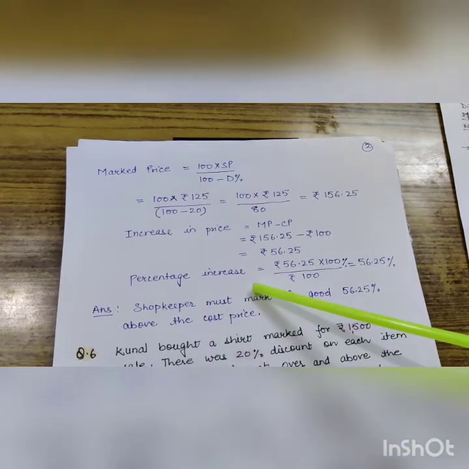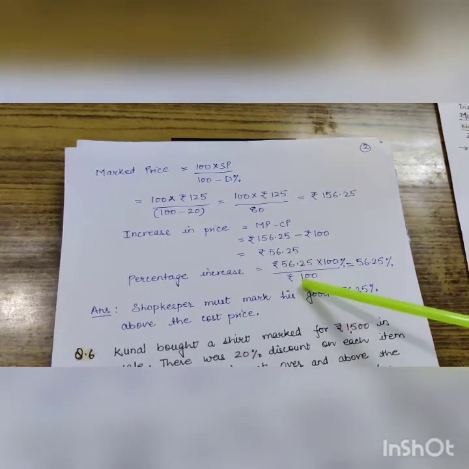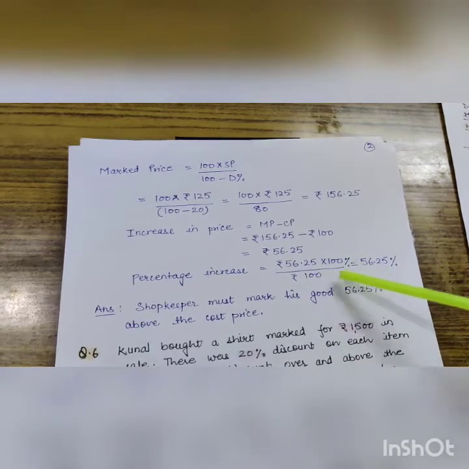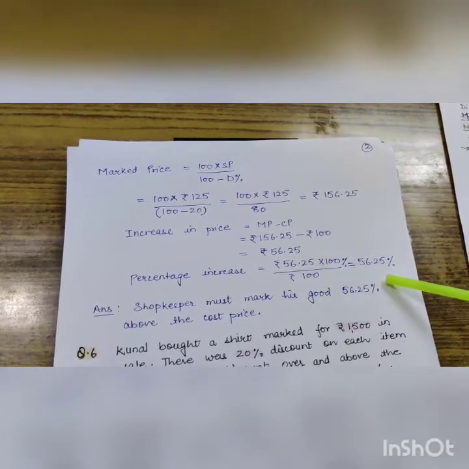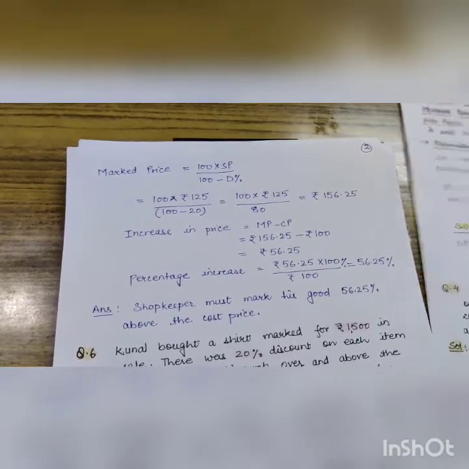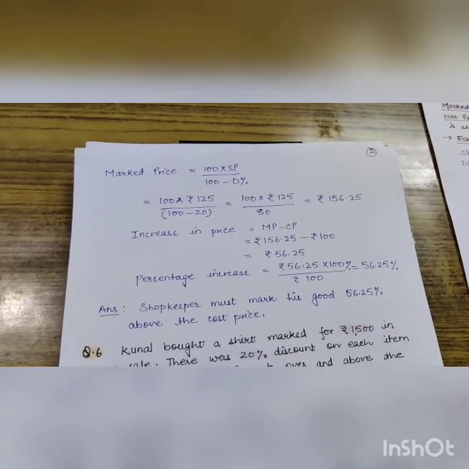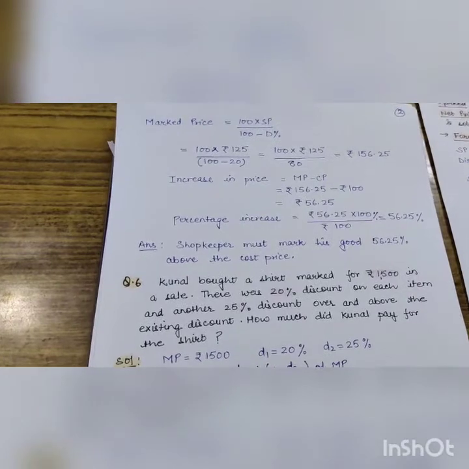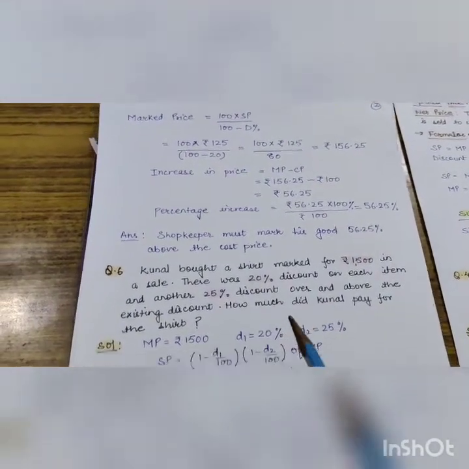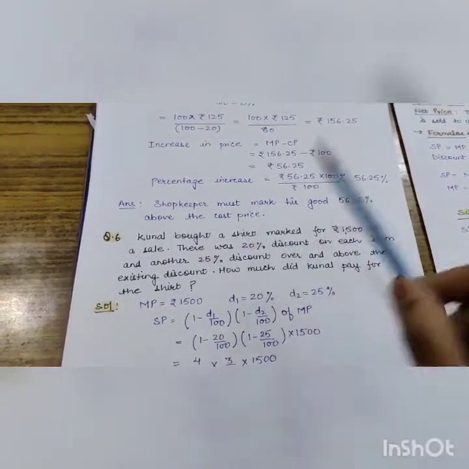Now we have to find the percentage increase. 56.25 upon the cost price, that is 100, into 100%, that is 56.25% is the percentage increase. Okay. So he must mark his goods how much above the cost price? 56.25% above the cost price, in order to gain 25% after giving a discount of 20%. So the shopkeeper must mark his goods this much above the cost price.